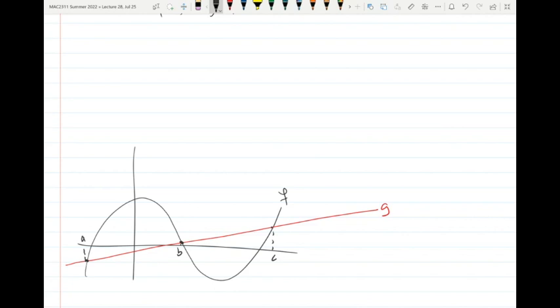Okay? And of course, in practice, how do you find information? Either it's given to you already, or if I give you f and g, then you set them equal to each other and solve the equation. You find the points of intersection, that will tell you how many solutions you have. Those will be the points in which they cross.